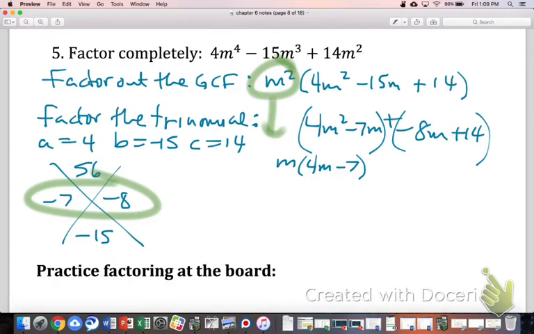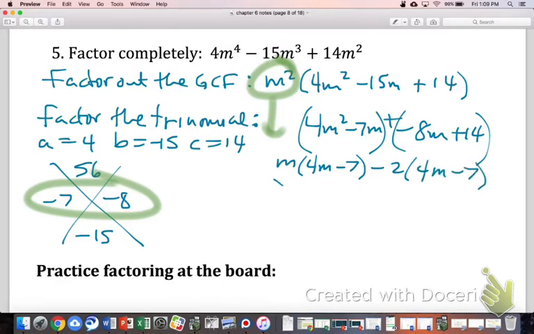Why? Can anybody explain why I would want to factor a negative 2 out of the second grouping instead of a positive 2? Make the m positive. Sorry? Make the m positive. And why do I want the m term positive? Because I want it to match the other leftover, right? It really has to match the other leftover. So I factor out the negative 2. And when I do that, I'm left over with 4m minus 7, which is exactly what I wanted.